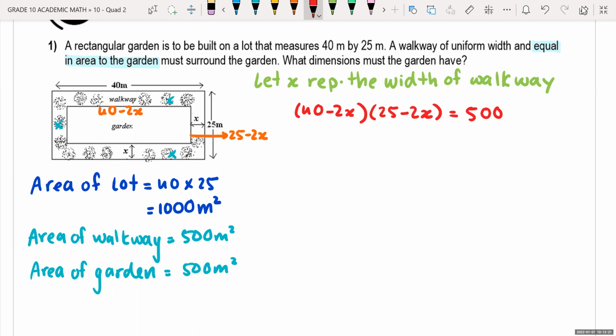All right, so let's go ahead and FOIL this. 40 times 25 is going to give me 1,000. That's the first. 40 times negative 2x is going to give me negative 80x. Negative 2 times 25 is going to give me negative 50x. Negative 2x times negative 2x is going to give me positive 4x squared, is equal to 500.